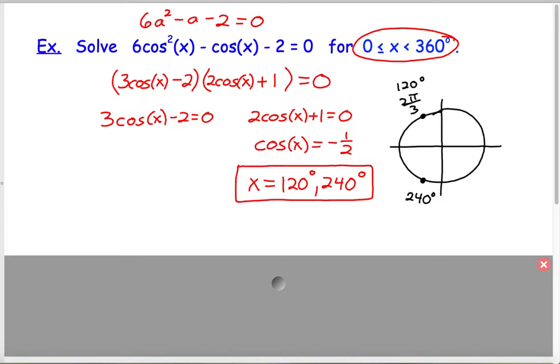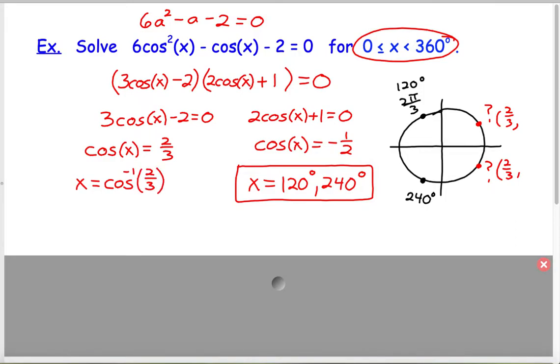But what about this other equation? When I solve that, I'm going to get cosine of x equals 2/3. And 2/3 is not on my unit circle. I don't have a coordinate 2/3 comma something. So I'm not sure exactly what that angle is from the unit circle. So how do I solve this? Well, I'm going to have to use the inverse cosine function to help me figure this out.